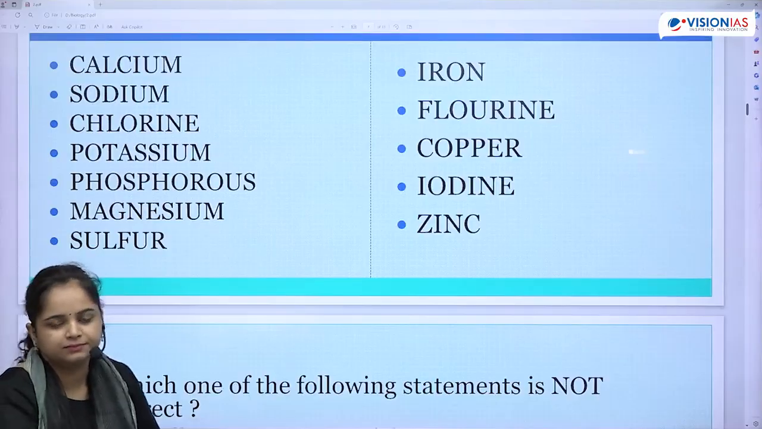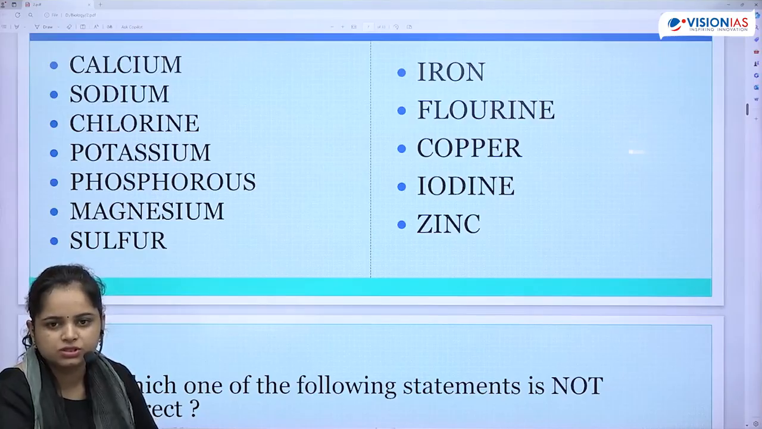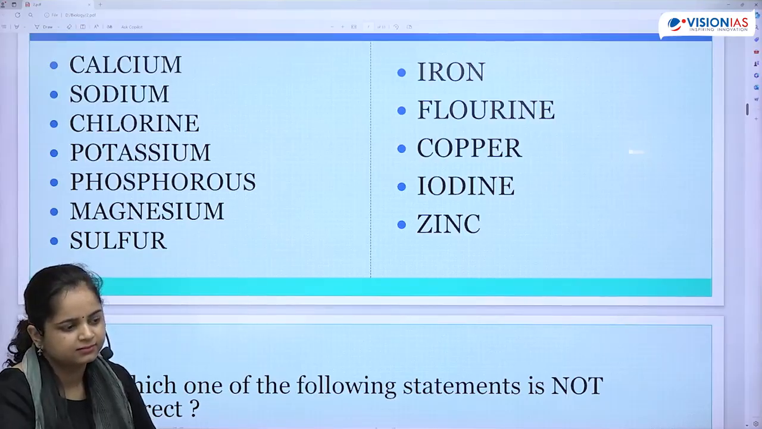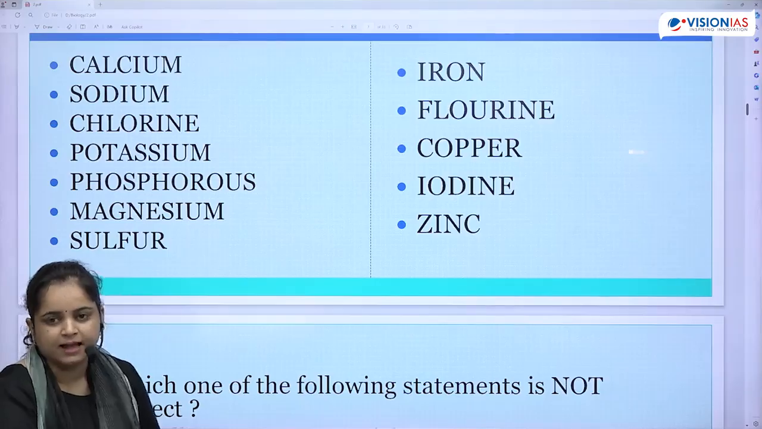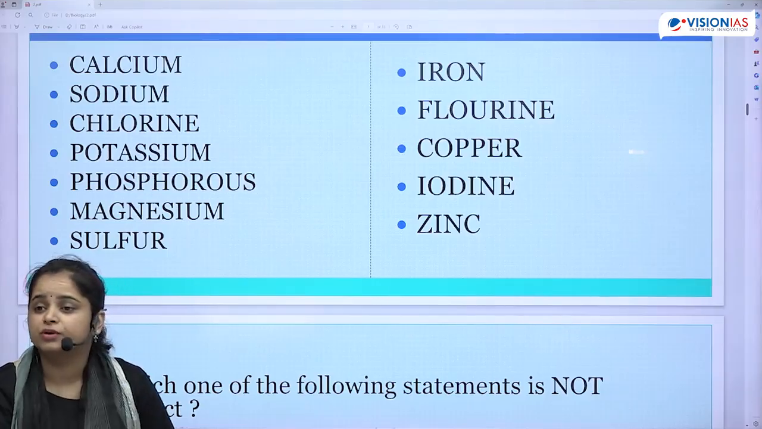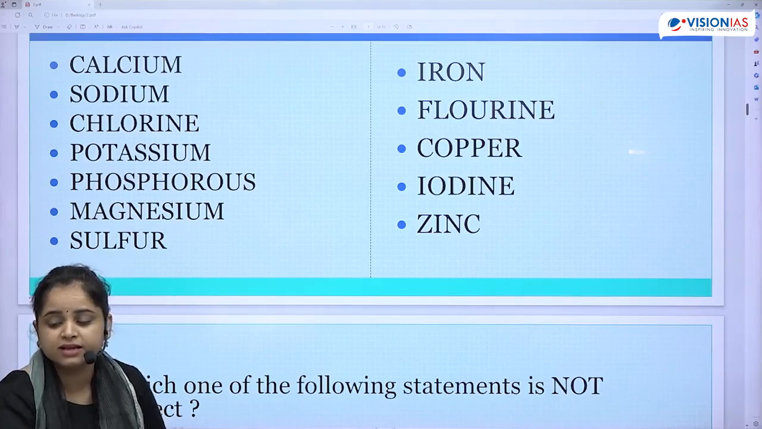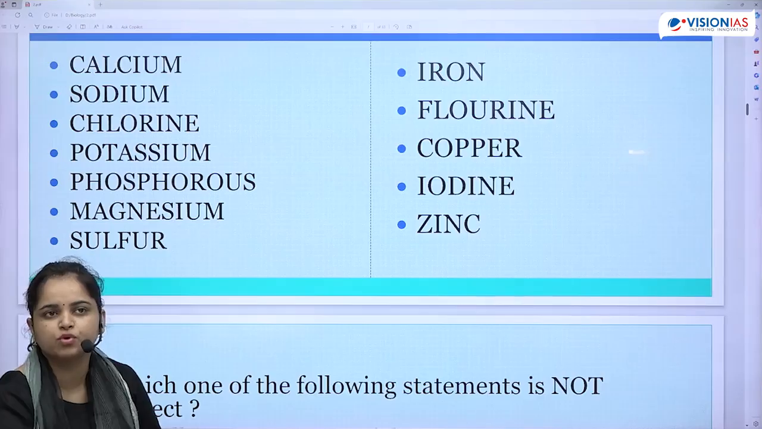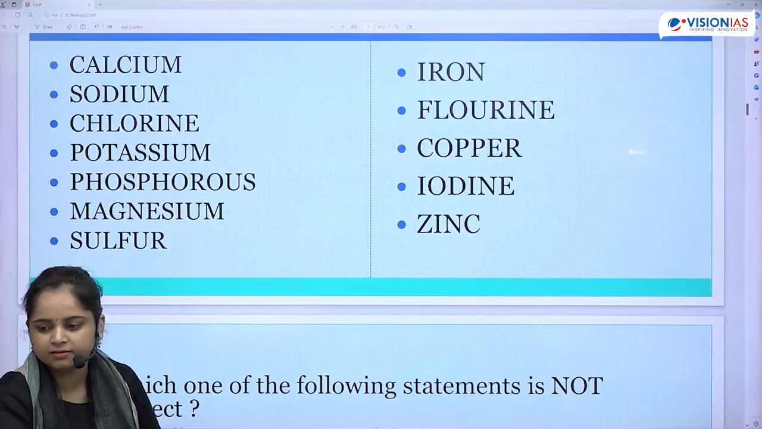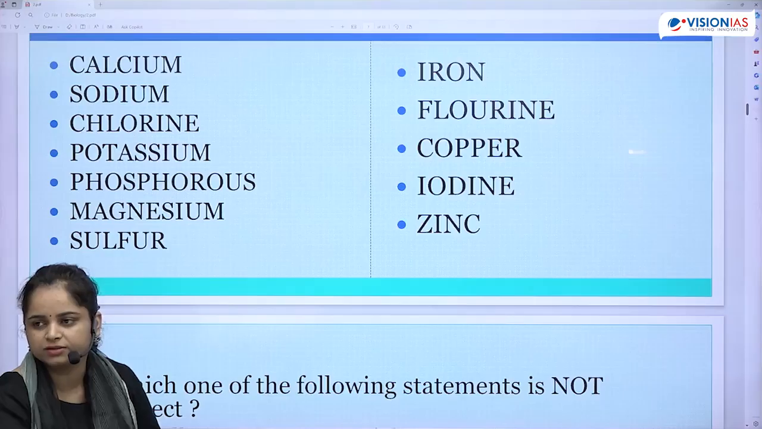Then we have sulfur. Sources: onion, garlic. And if you remember, yesterday we spoke about how some proteins have sulfur. So in this case, if sulfur is less, there's going to be protein deficiency. So in deficiency, you can write, it can lead to deficiency of proteins.